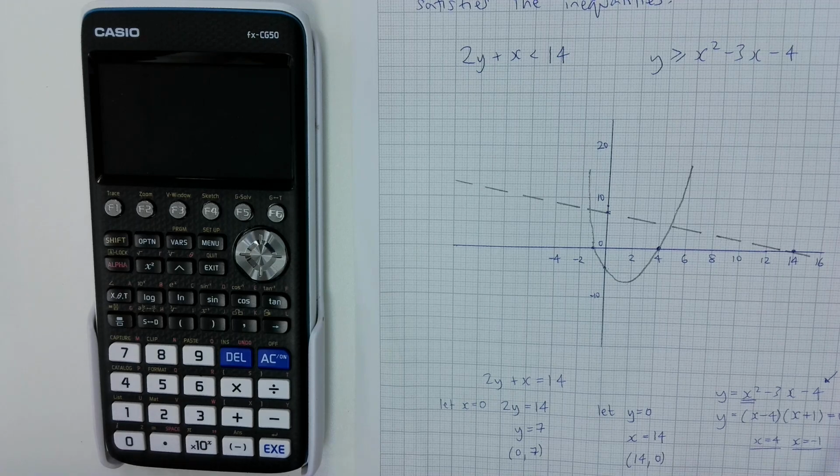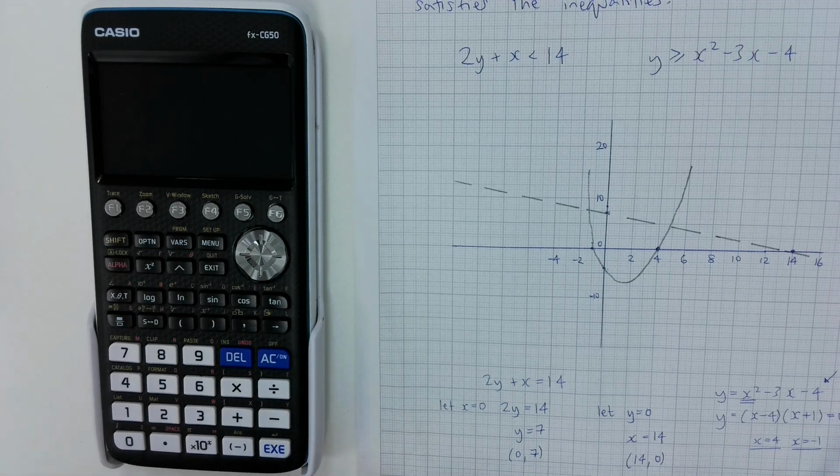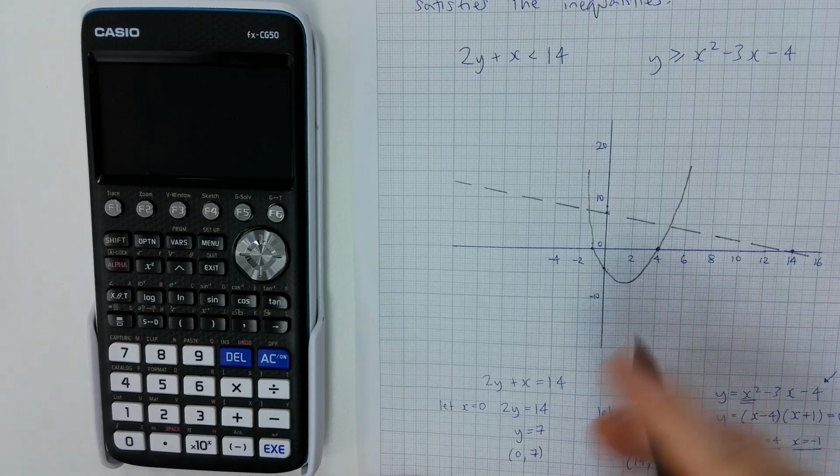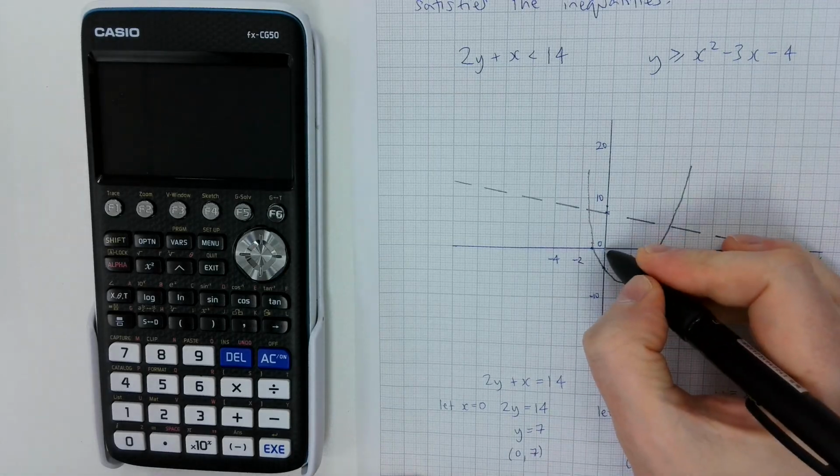Right, now we've got to work out what region we need to shade which satisfies those inequalities. So one way of doing it is just to pick a point. So you pick a point that lies on one side of your function.